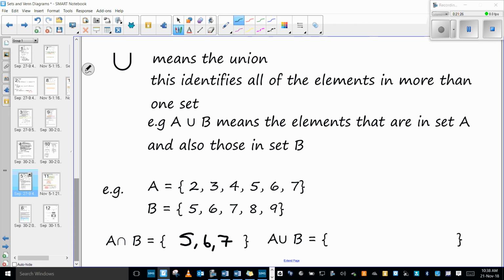For my union, I'm just going to list everything but not repeat it. So I'm going to say 2, 3, 4, 5, 6, 7, 8, 9. Okay? Because my 5, 6, and 7 I've already written, so I wouldn't repeat them. I'd write them once, but I would list everything.